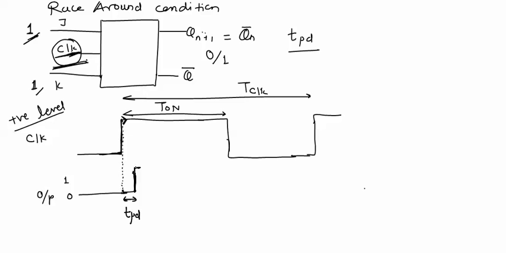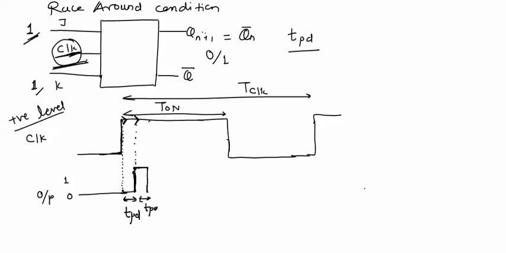Now, once the output has changed from 0 to 1, the flip flop will again look at the clock to see whether it is positive level or not. If there is a positive level, at this instant the flip-flop will again be triggered. It will see that there is a positive level, it will again be triggered, and exactly after the TPD delay, the output will again change from 1 to 0.